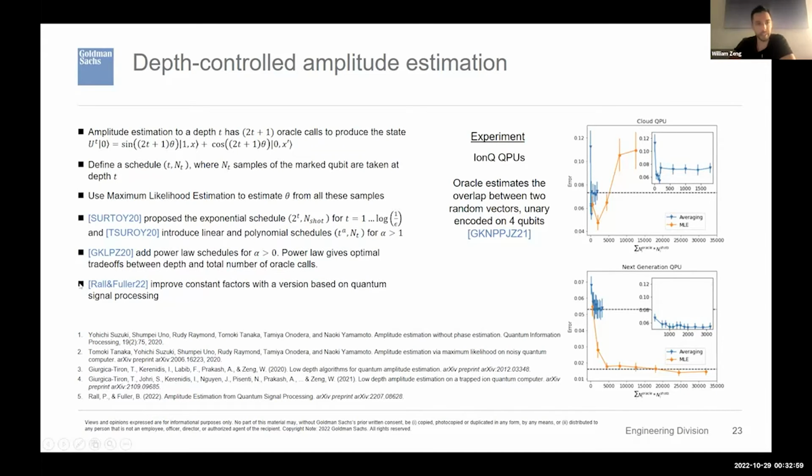It's also worth calling out that there's a very recent paper by some folks at IBM, Rall and Fuller, where they give a low depth amplitude estimation algorithm based on quantum signal processing that I think has the best constant factors of any of these algorithms thus far, and is worth checking out.